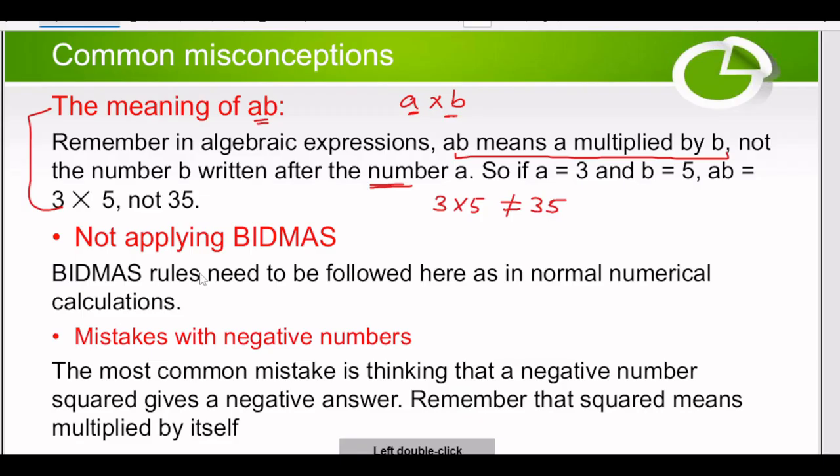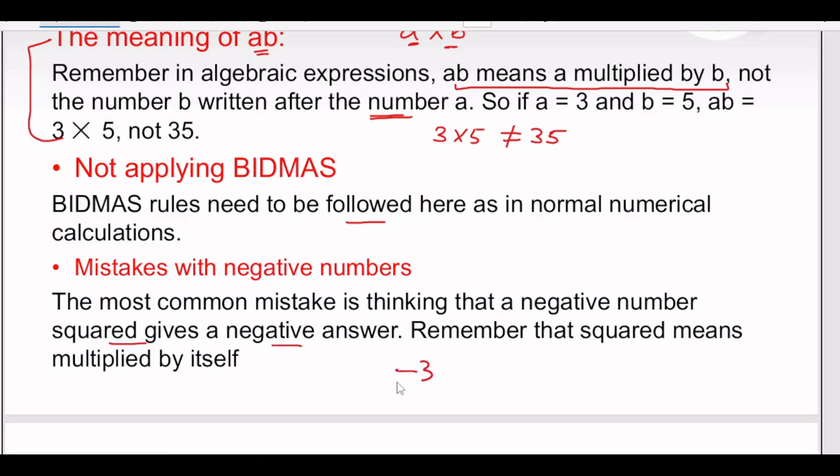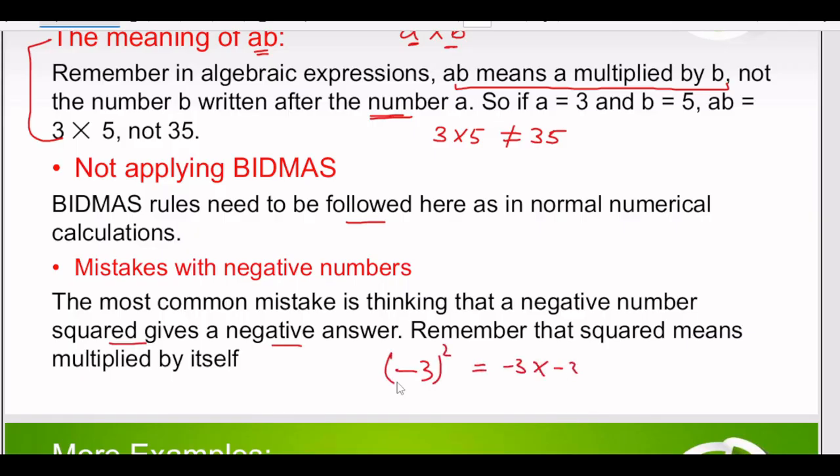Now, not applying BODMAS. You must follow BODMAS when doing all the calculation. Then, mistakes with negative numbers: the most common mistake is thinking that a negative number squared gives a negative answer. I just showed you in the previous example. This means negative 3 times negative 3, that gives us a positive answer.